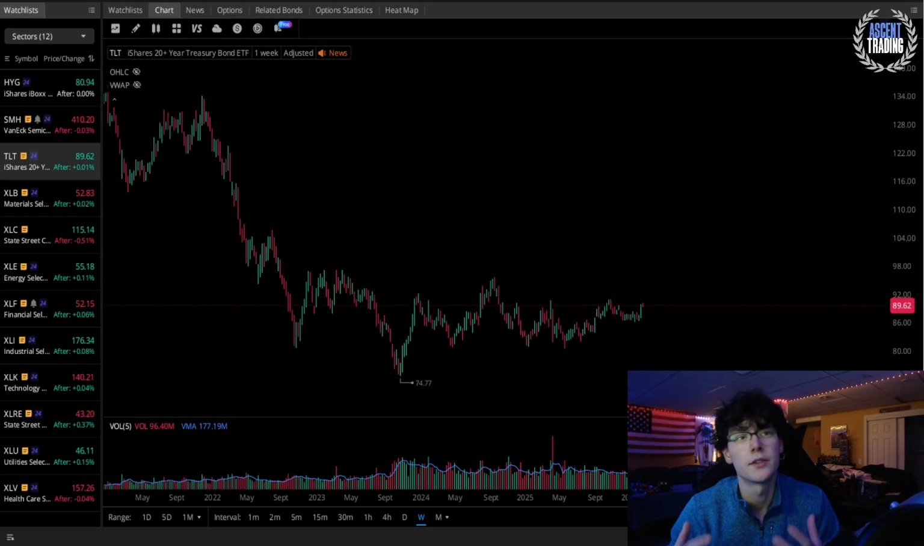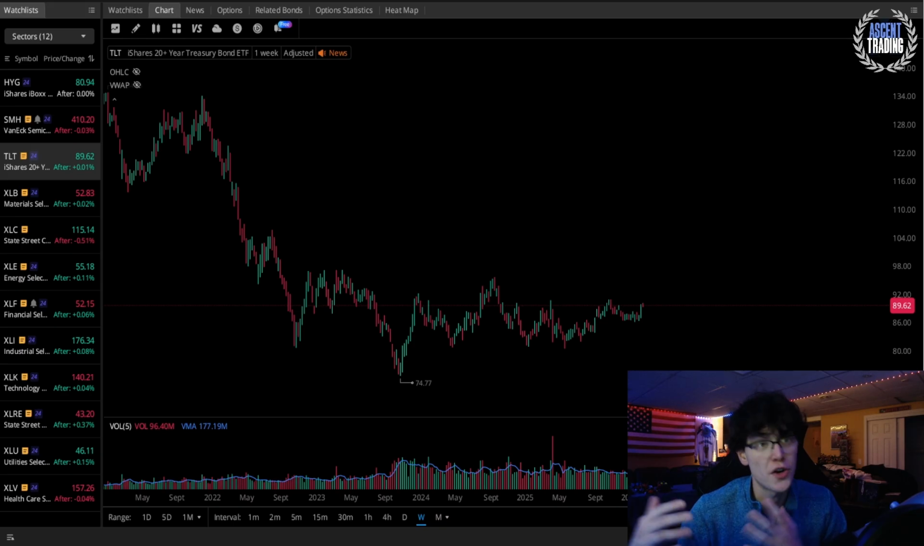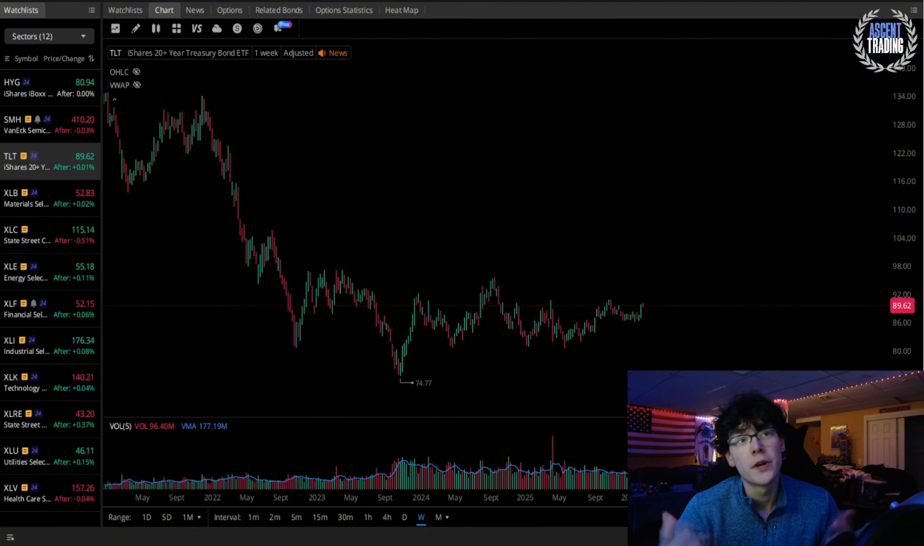The next sector indicator we'll talk about is the TLT. Now this falls under the same category as the HYG as it discusses the 20-year treasury bond yield. What's great about this is that this is the exact inverse of the HYG. So while the HYG rises, this will drop, and vice versa. So this is another great indicator to look at for more long-term investing.